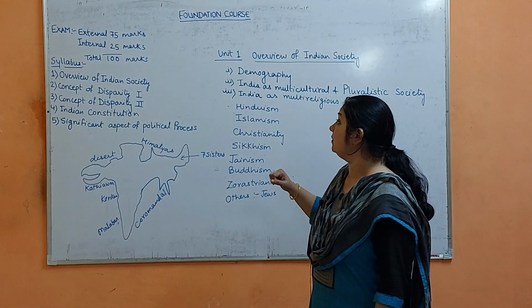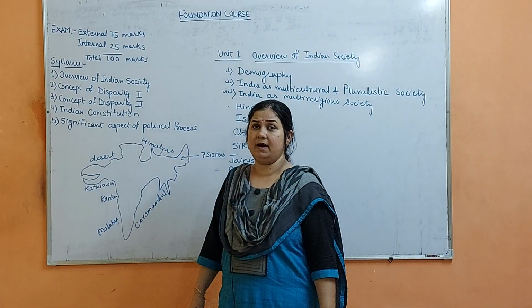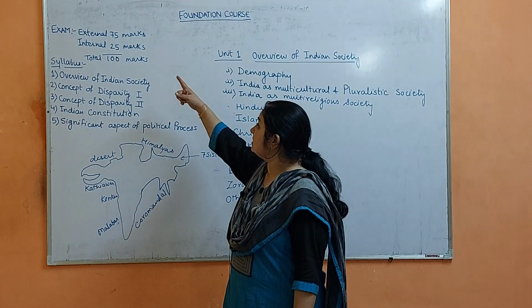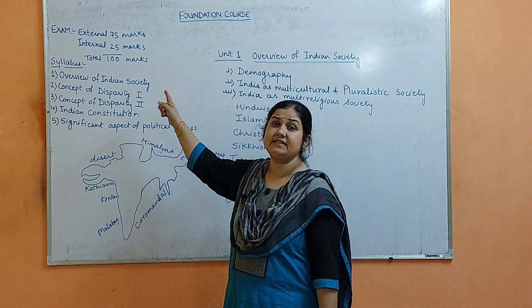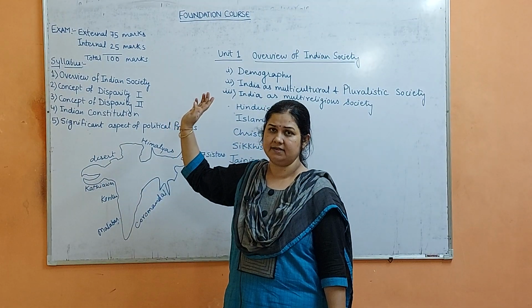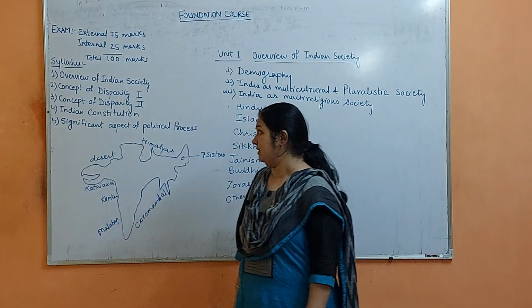Now moving on to examination. So here your paper is for 100 marks. External examination is for 75 marks, whereas internal examination is for 25 marks. Total 100 marks.